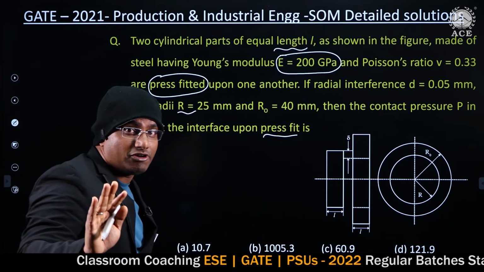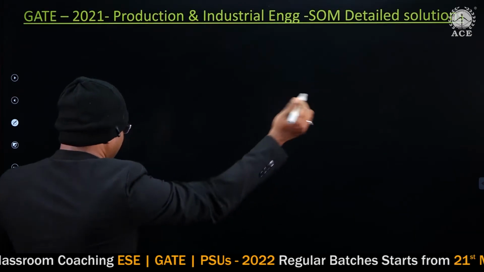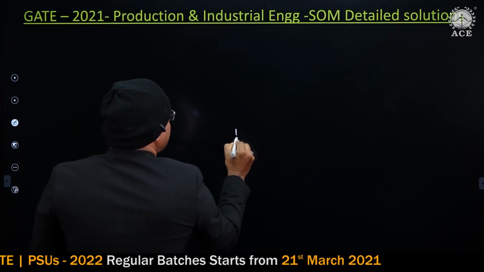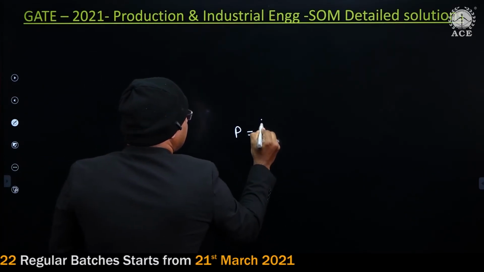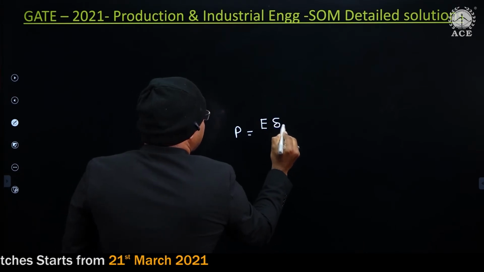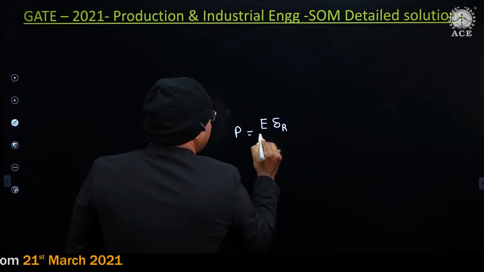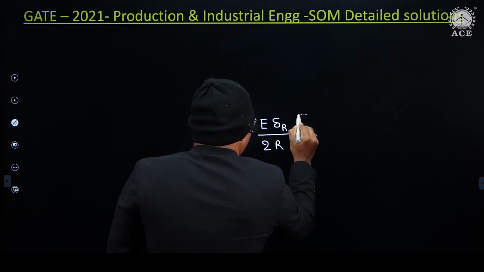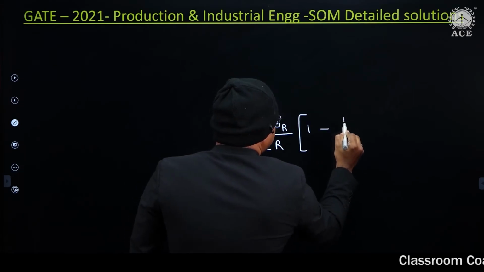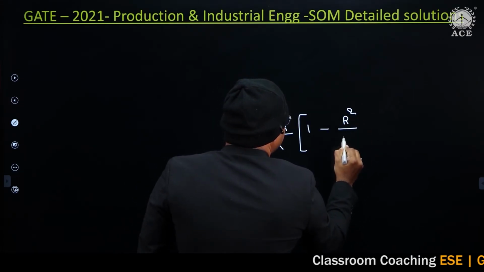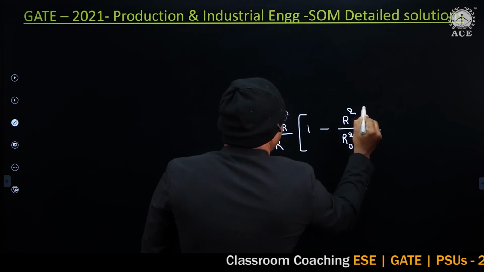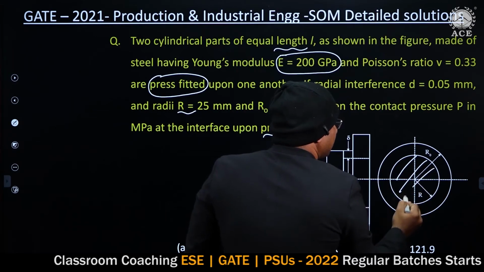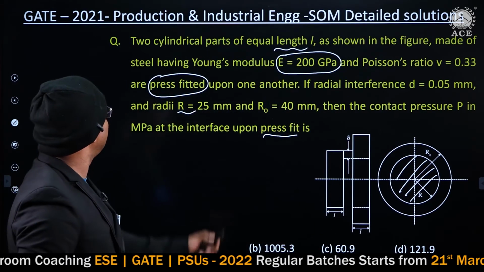This is a straightforward formula for the interference pressure in case of press fits. You have to remember this formula, otherwise you can't solve it. Contact pressure P equal to E delta R, where delta R means radial interference, by 2R, into 1 minus R square by R naught square. Everything is given. Assume he has given the inside as a solid cylinder.